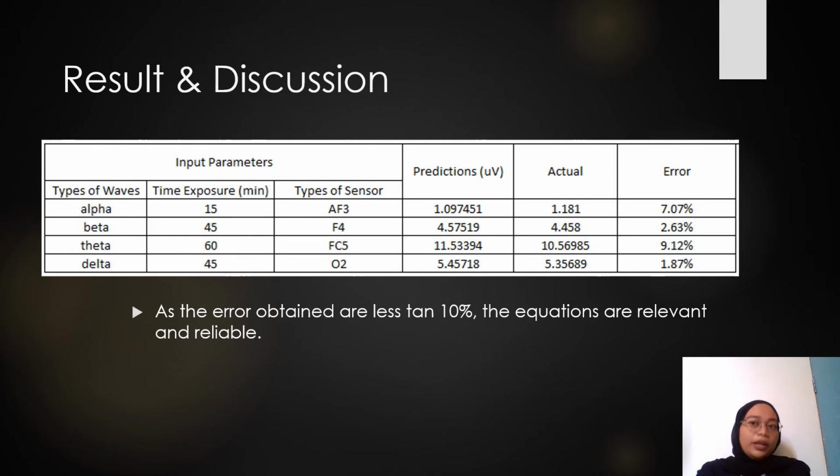Next is the very important and crucial part in my experiment, which is the validation. For the validation, we compare the prediction and the actual. The actual is obtained from the experiment and the prediction is obtained from the equation analyzed by Design Expert. The error here we can see is less than 10%, which means my equations are relevant and reliable to be used.